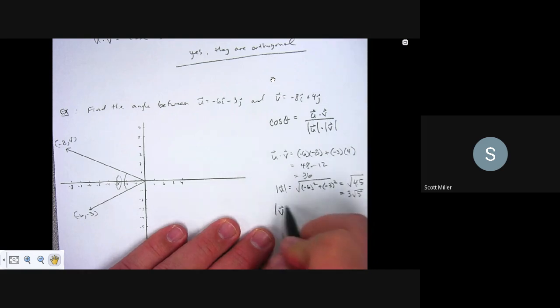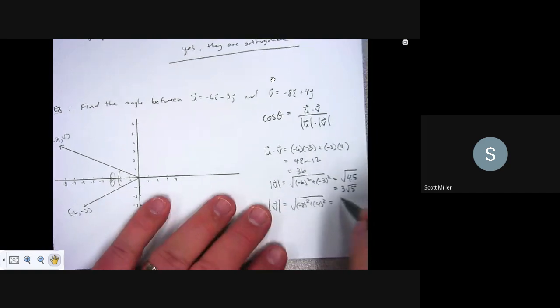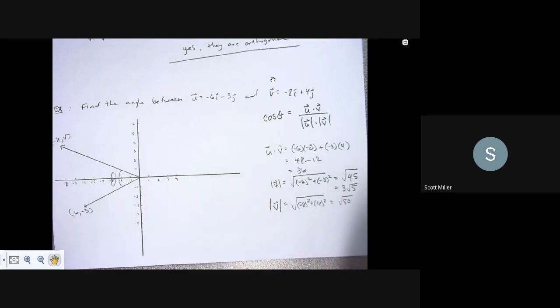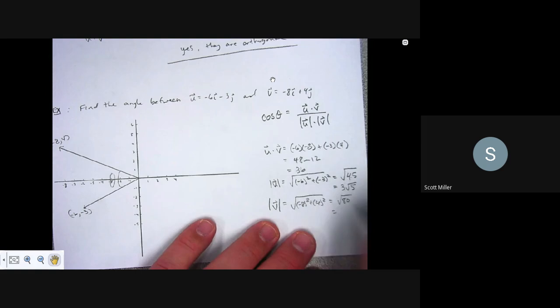The magnitude of v is -8 squared plus 4 squared, 64 plus 16, which is 80. And then we simplify that. This is 16 times 5, so it'll be 4 square root of 5.